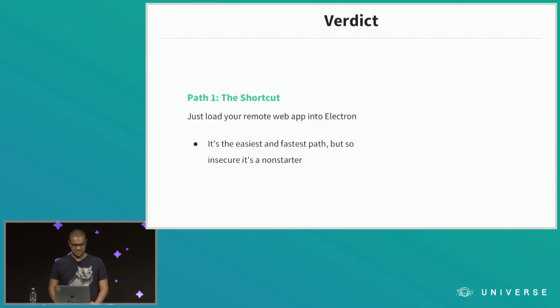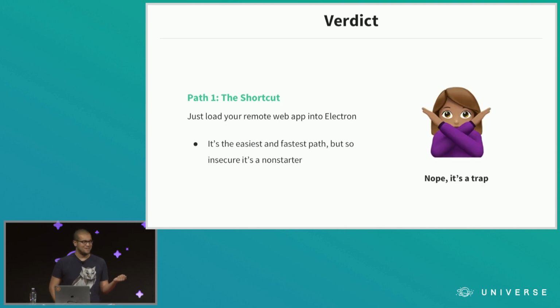All right, so what's the verdict here? The shortcut path, where we were just loading our remote web app into Electron. It's definitely the fastest and easiest path to implement, but it's really insecure if you aren't careful. So don't do it. It's a trap.